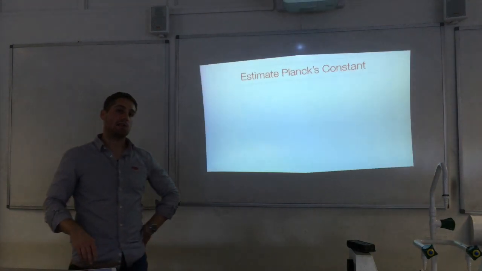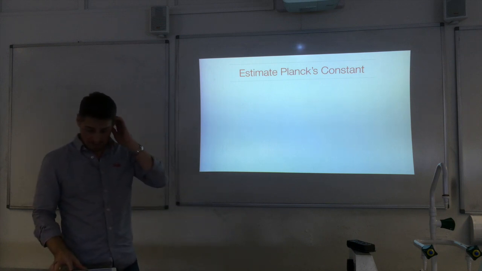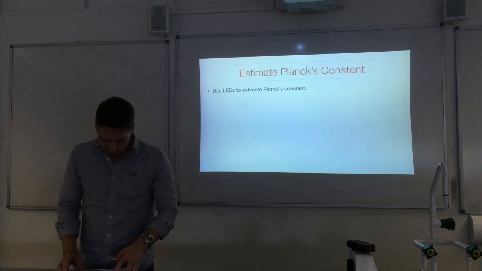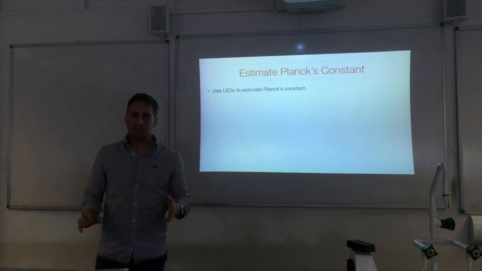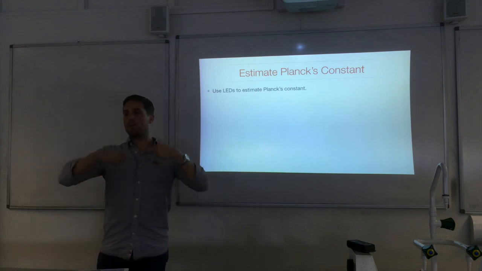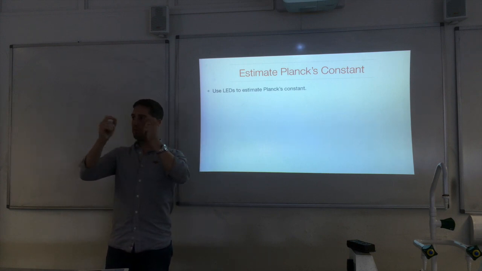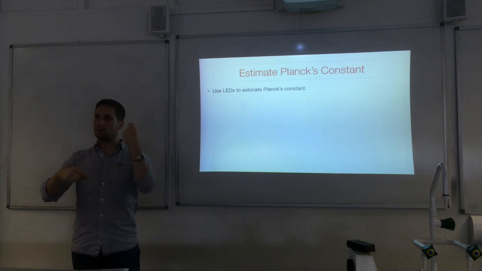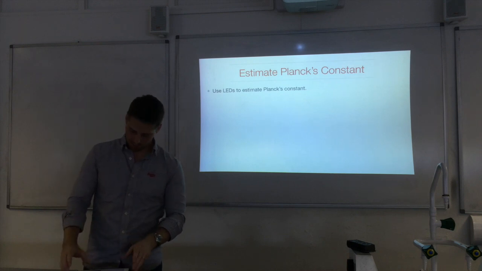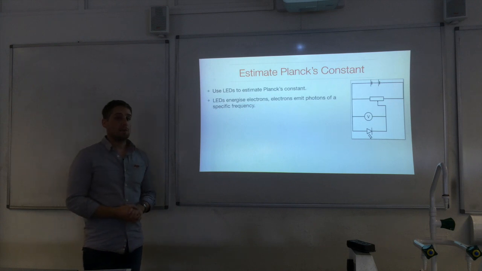Alright. Let's have a look at an experiment that you can use to estimate Planck's constant. We're going to use LEDs to do this. LEDs energise electrons, and those electrons move up to a high energy state, which I'll explain in a little more detail in a moment, and then they drop back down, and as they do so they emit photons of a specific frequency. And we're going to use this to get an estimate for Planck's constant.